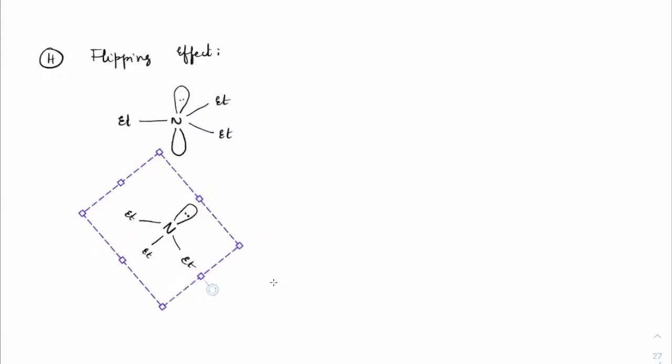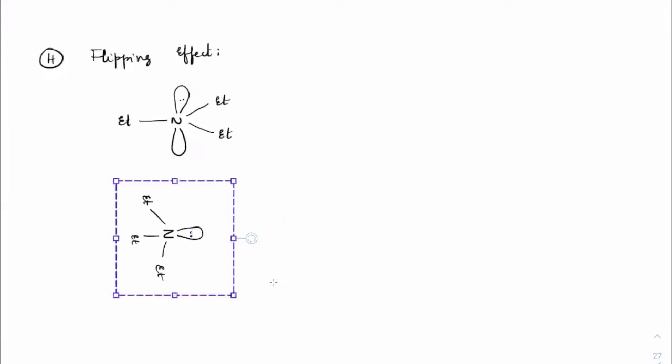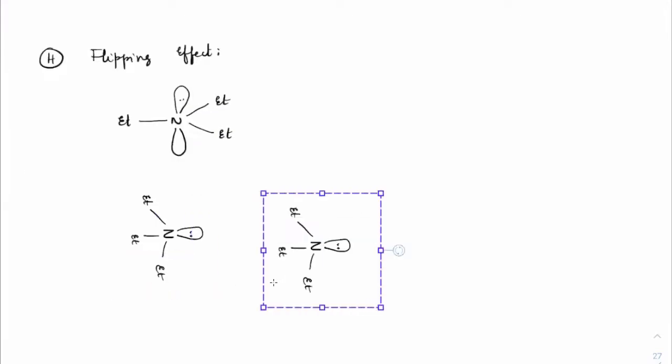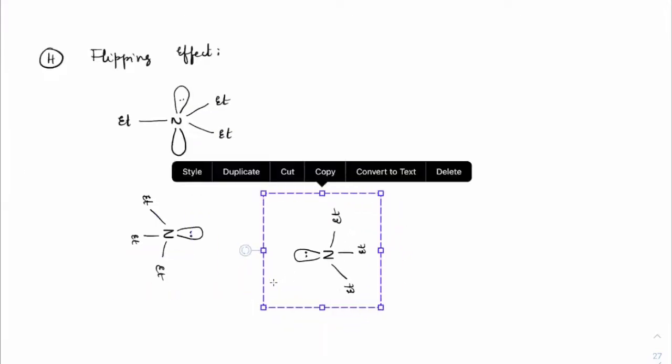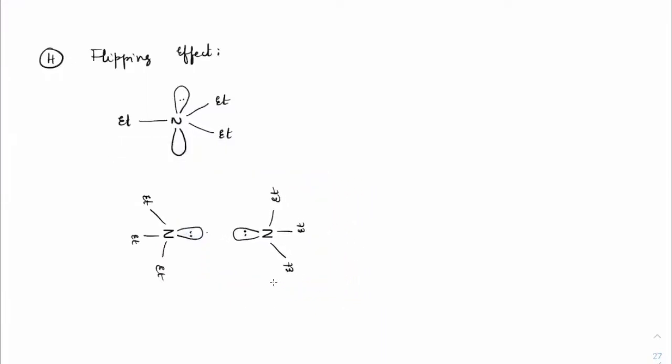Now suppose this pyramidal shape molecule is coming close to another pyramidal shape molecule like this. Imagine both these molecules are coming close to each other. As they come, due to the repulsions of the lone pairs, both of these nitrogens will start getting into a new transition state.